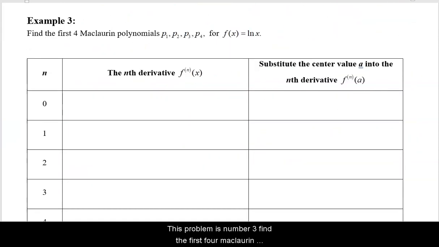This problem is number 3. Find the first 4 Maclaurin polynomials P1, P2, P3, and P4 for the function natural log of x. Again, take a moment, turn off the video, and at least find the derivatives. We'll turn the video back on after you've found the derivatives and before we plug in the center.